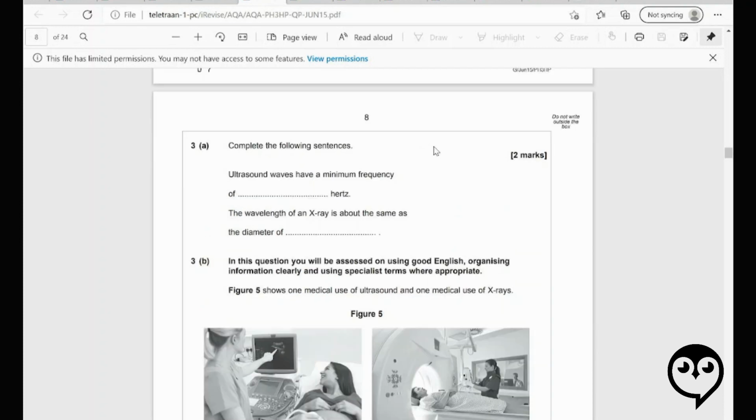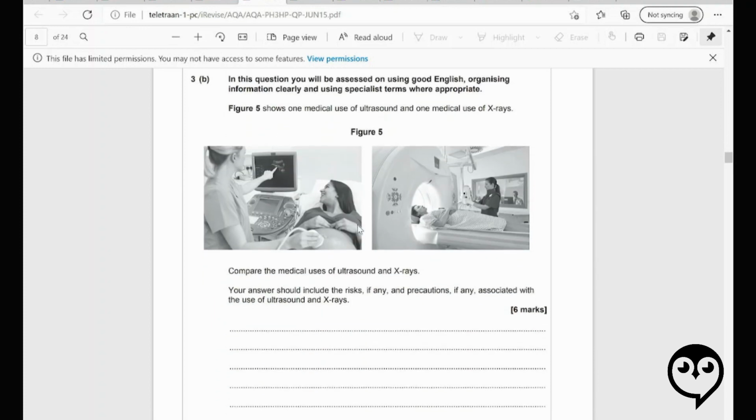Okay, and then we've got June 2015 here. This is another paper 3. Ultrasound waves. We just saw minimum frequency 20,000 hertz. The wavelength of an X-ray is about the same size as the diameter of an atom. X-ray crystallography is a field in which you shoot X-rays at substances, and from this we can determine the atomic structure. So atom is the answer there.